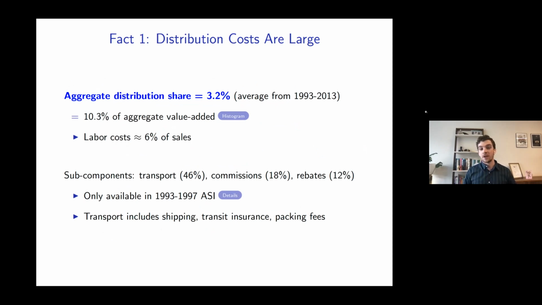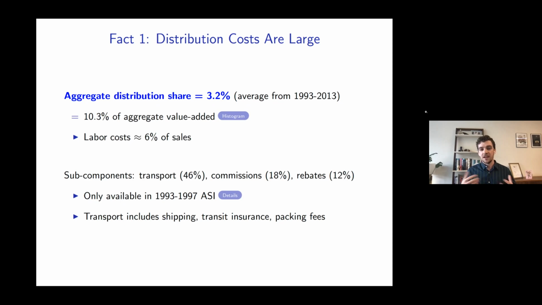Another way of thinking about the order of magnitude here is that these are 10% of aggregate manufacturing value added. In contrast, this is about half as large as labor costs, right? Which are 6% of sales, or nearly 20% of manufacturing value added. And the reason there's such a big gap between these sales shares and value added shares is simply that in Indian manufacturing, the intermediate share is huge.